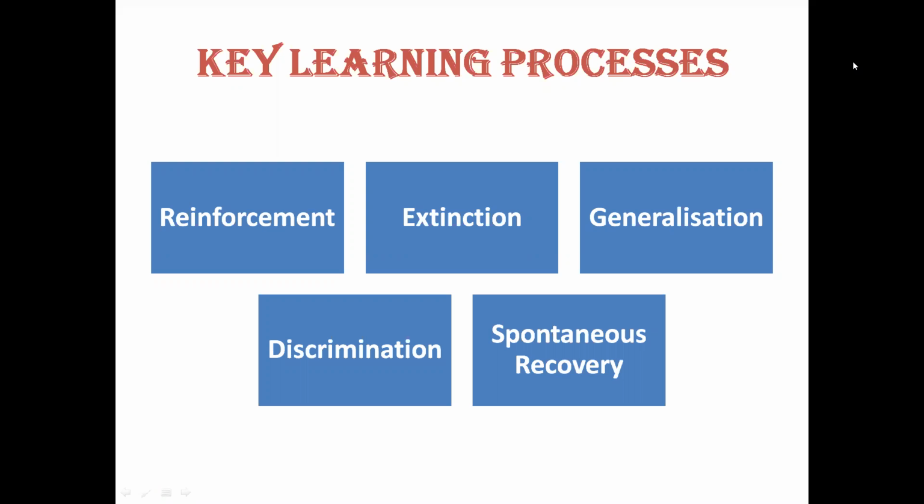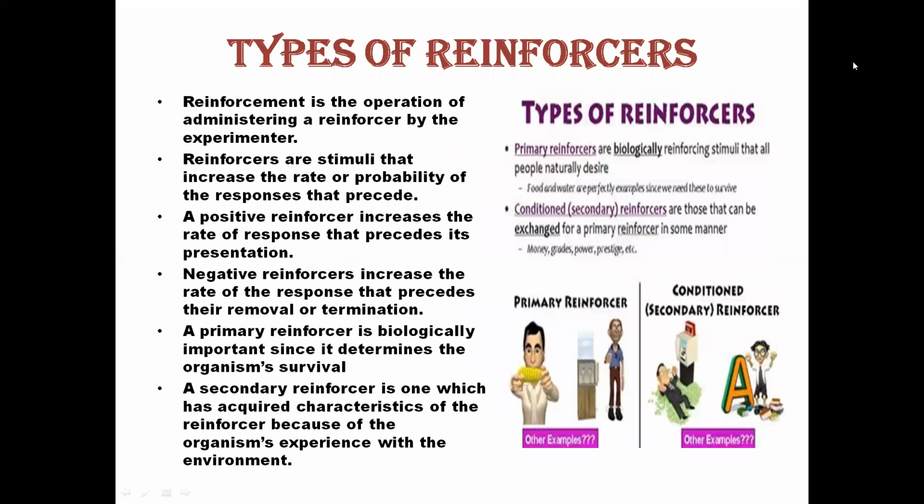When learning takes place, it can take place either because of classical conditioning, which is stimulus learning, or by means of operant conditioning. However, there are certain key learning processes which are common to both of them. Let's understand them today one by one. The first key learning process is that of reinforcement, followed by extinction, generalization, discrimination, and spontaneous recovery. Let us take up the first process, which is reinforcement.